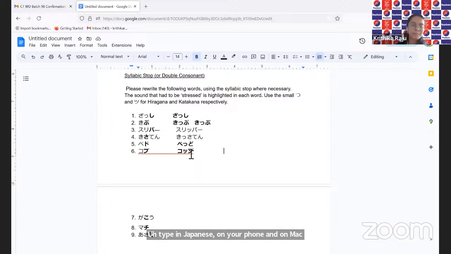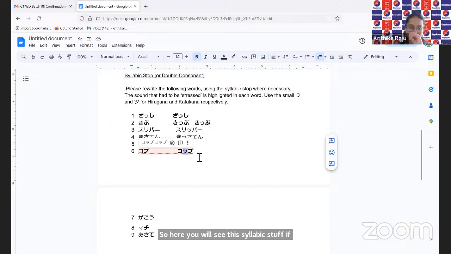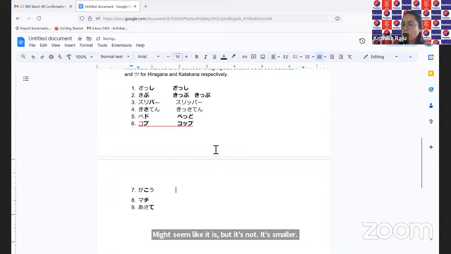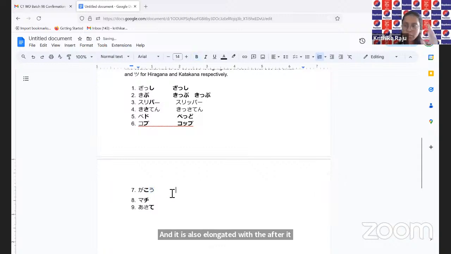So here you'll see this syllabic stop. If you're wondering, it is a small tsu. It's not the same size. It might seem like it is, but it's not. It's smaller. The next word is gakko. Gakko. So here again, this kana is stressed. It's highlighted, which means it's stressed. And it is also elongated with the u after it. So how will you pronounce this word, everyone?